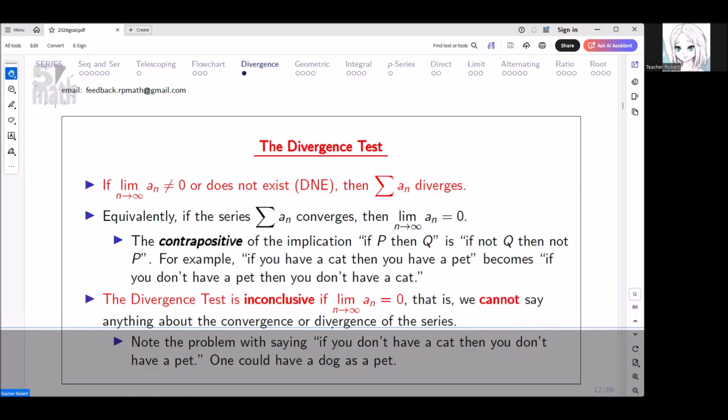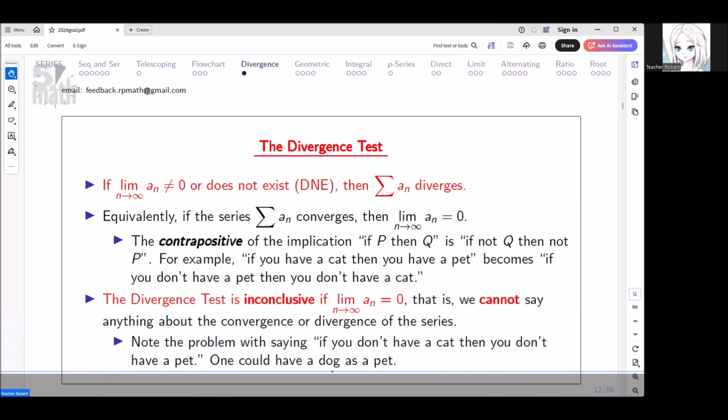The divergence test is inconclusive if limit n to infinity of an equals 0. That is, we cannot say anything about the convergence or divergence of the series. Note the problem with saying, if you don't have a cat, then you don't have a pet. One could have a dog as a pet.